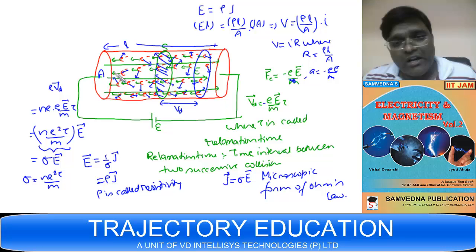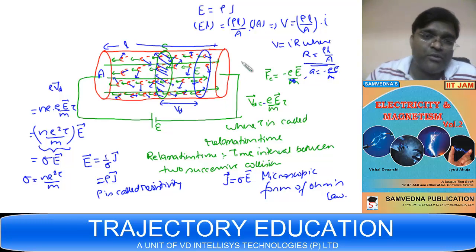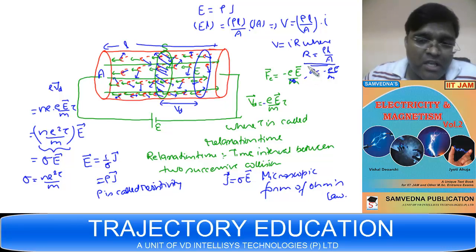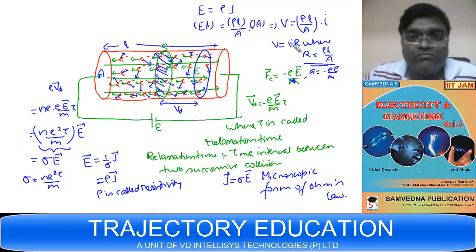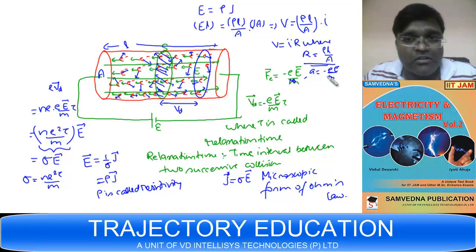I considered a cylindrical conductor of uniform cross section and length L. For that, resistance is given by rho L by A. This is the expression of resistance. Alright, I hope you understand till this. This is the macroscopic formula which you have read in your school.